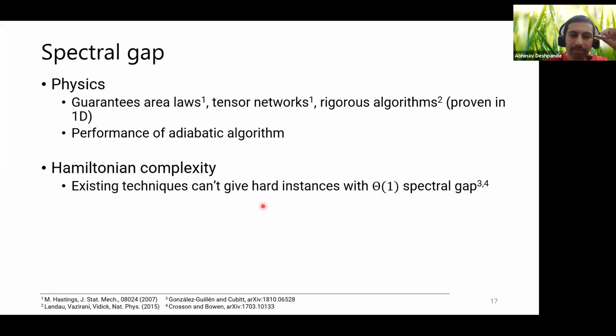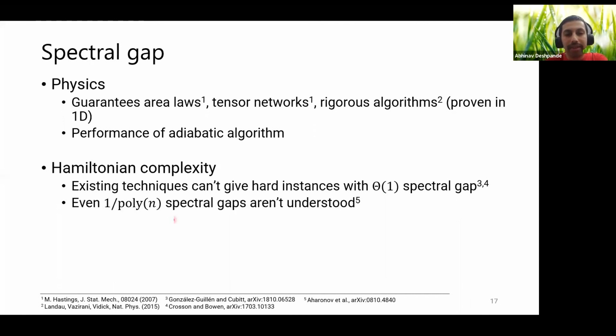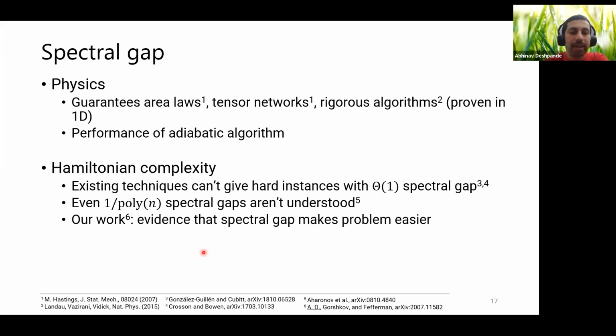So as I was saying, we don't know if QMA hardness persists with a constant spectral gap. And perhaps disappointingly, even if you say that the spectral gap is 1 over polynomial, even then we don't know if you get QMA hardness. Our work fits into this by giving some evidence that the spectral gap can make the problem easier. So there's evidence from the complexity theoretic side as opposed to the algorithm side.